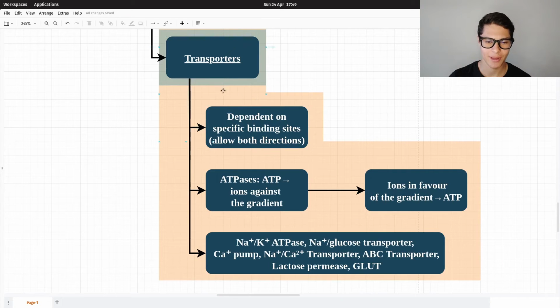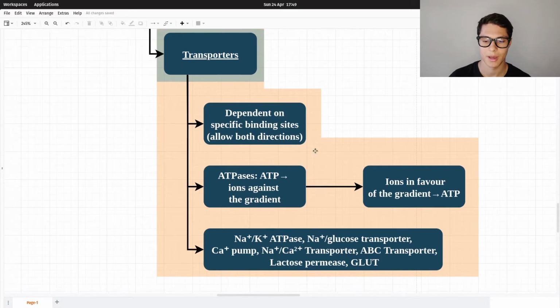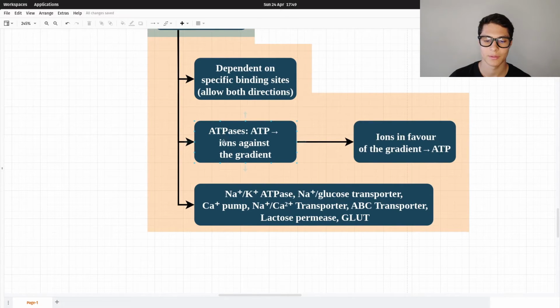And then we have transporters. Transporters depend on specific binding sites. What does that mean? That means that they act like an enzyme. They have a specific site where a molecule, a ligand, gets bound, and transporters allow both directions. As in ATPases, when we have ATP, we can get ions against the gradient, and when we don't have ATP and ions go through the gradient in the normal way, ATP is created.